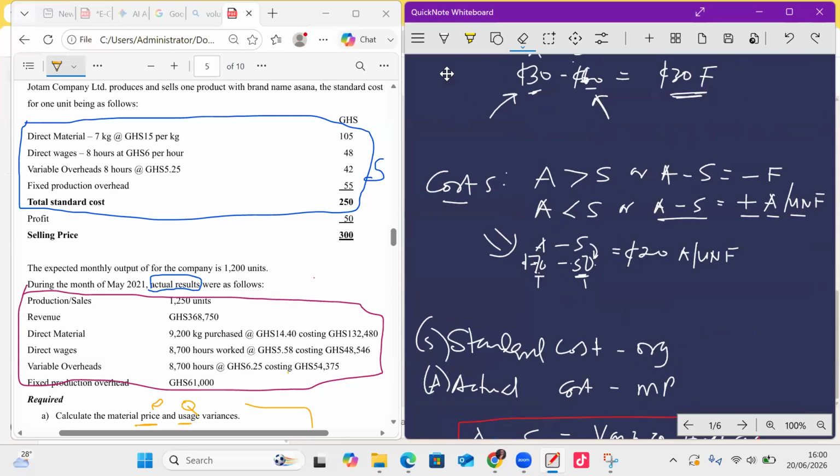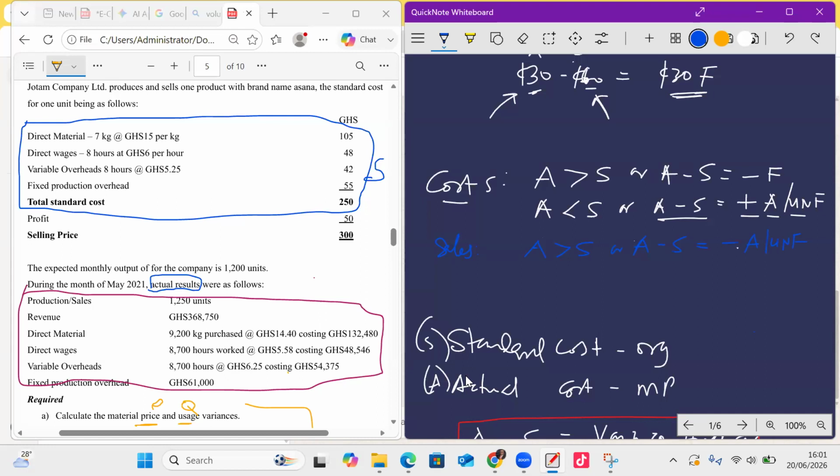All right, now let's move on. This is in relation to costs. What about in relation to sales? When it comes to sales, it is the opposite. Sales is saying that when the actual is more than the standard, or actual minus sales, if the selling price, sales is the opposite. When you subtract and you get negative, it is adverse or unfavorable.